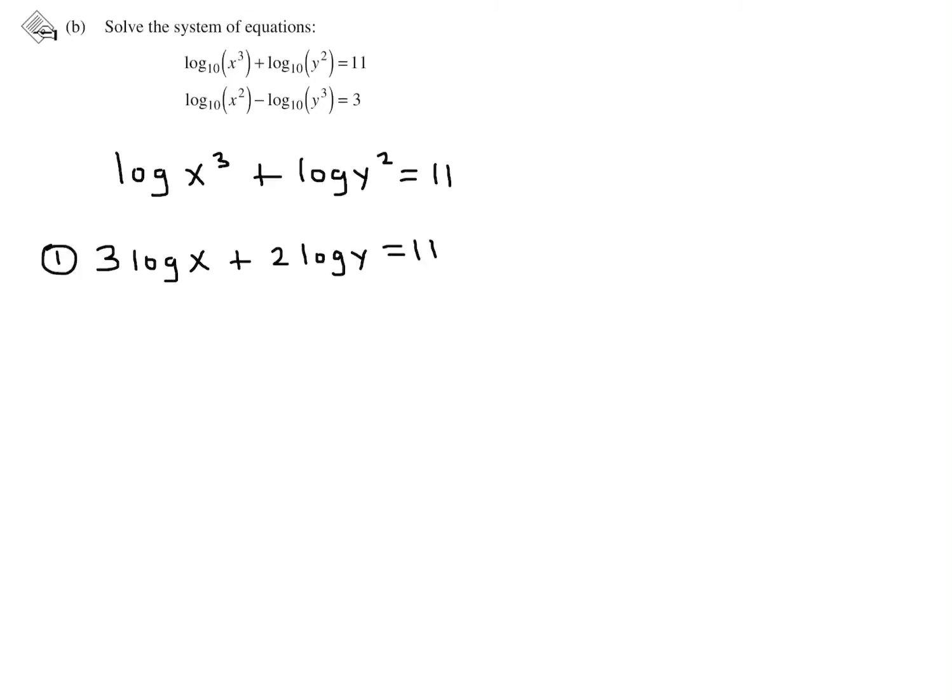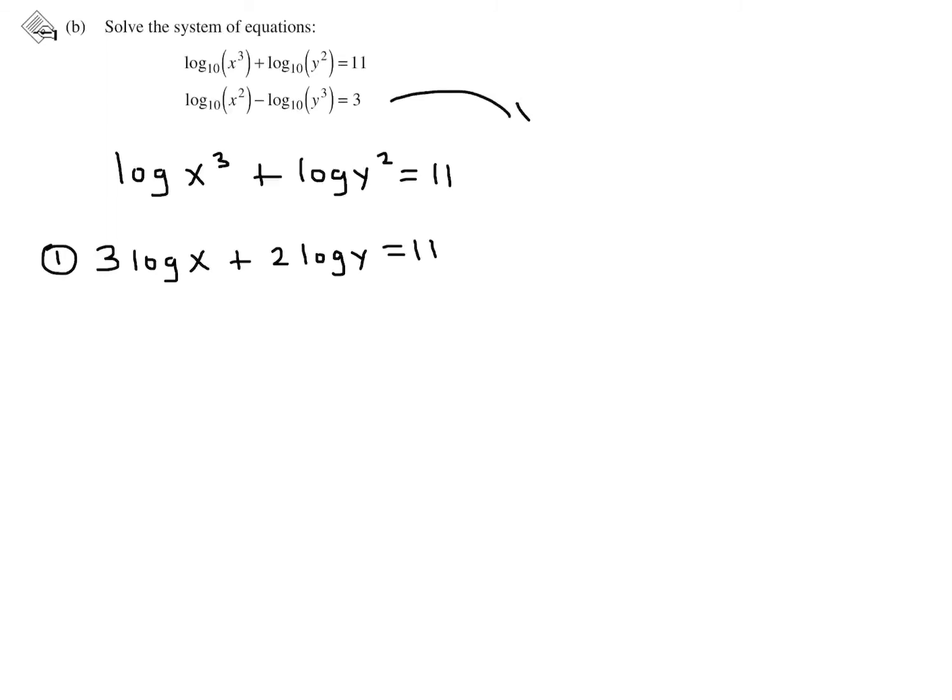Solve the system of equations. So we have the log of x to the third plus the log of y squared is equal to 11. Now, since it's base 10, I'm not going to write the base in every time, because in log questions, if you don't write in a base, it's always assumed that it's base 10. It just saves everybody some time. So this is basically equation 1, but the log rules help us. We can bring the 3 out front like that, and we can bring the 2 out front like that. And I'll call that equation 1.